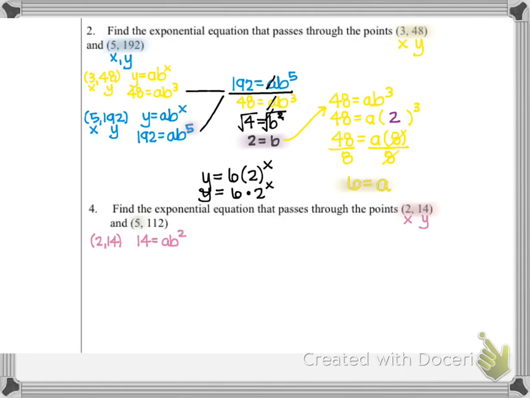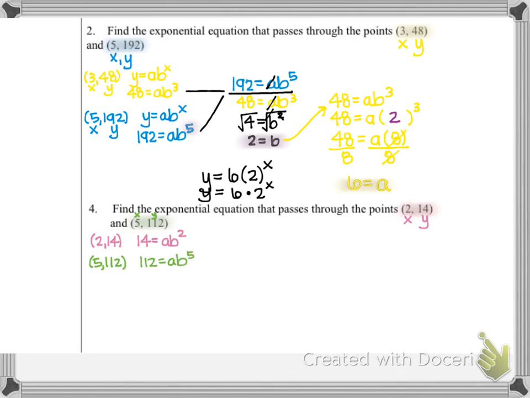Okay, now I'm going to go ahead and do the other one. So I've got my 5, 112. All right, so that is going to be my x, y. So let's take my 5, 112, and I'm going to do the same thing. 112 is equal to AB to the 5th.